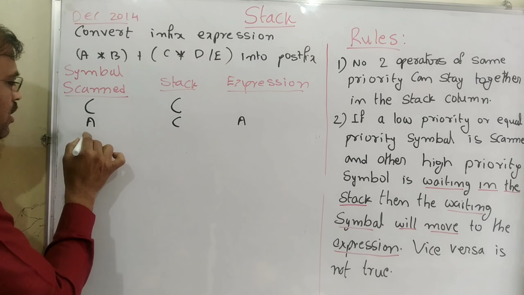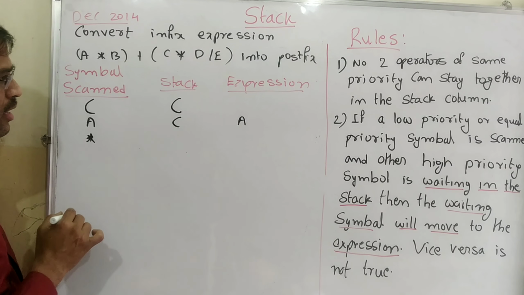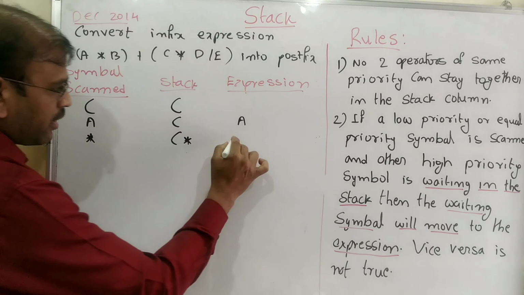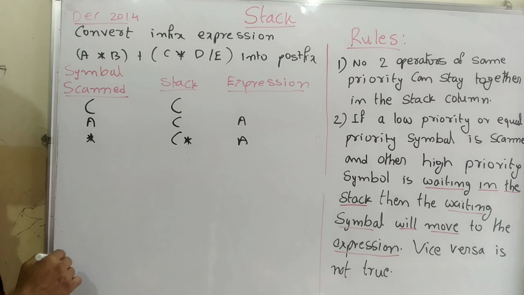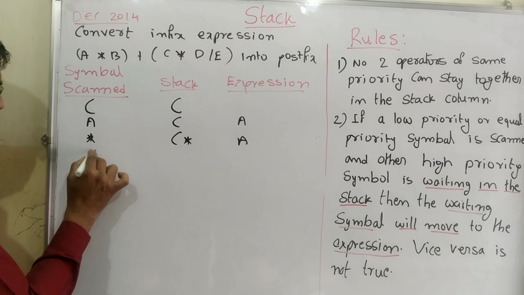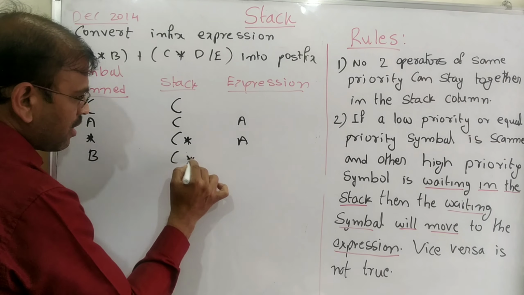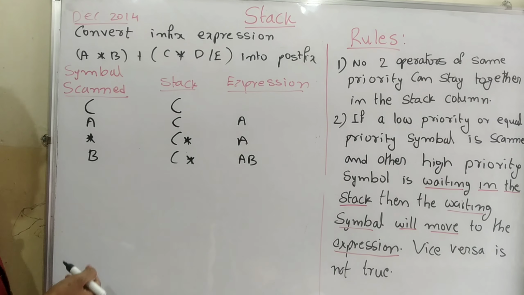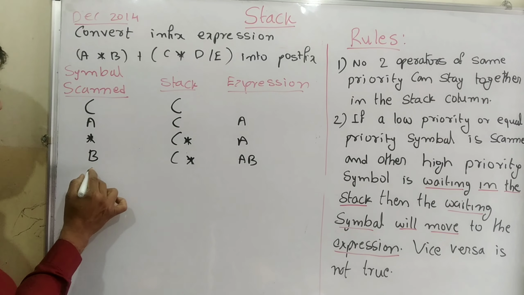The next one is what? The multiplication sign. The multiplication sign will be applied into the stack. The A is going to remain as it is. The next is B. The B will be written into the expression because this is an operand. The next is what? The bracket.